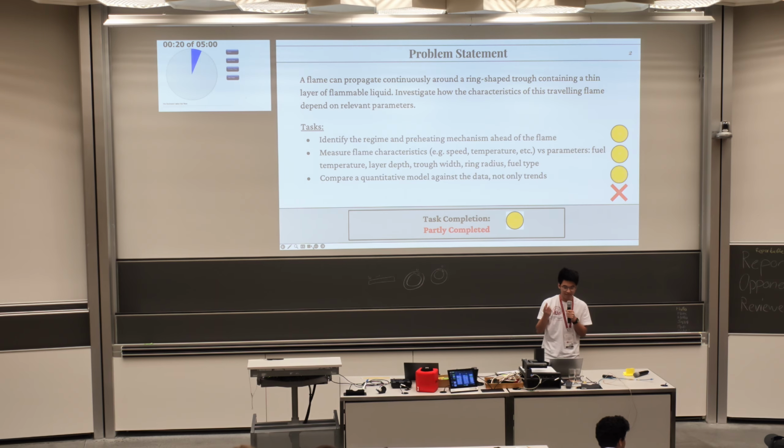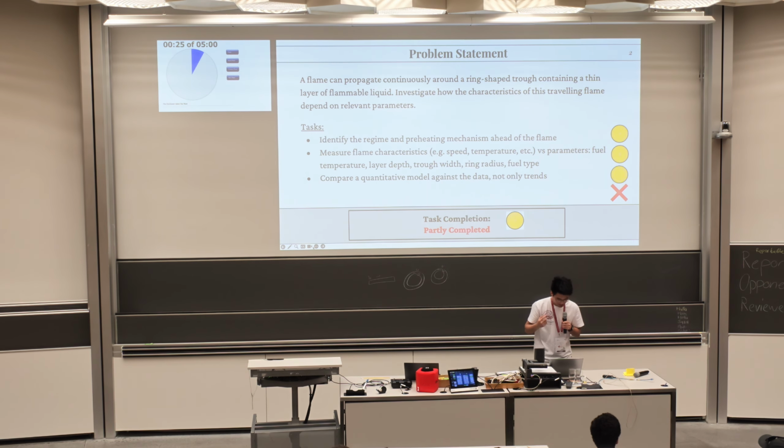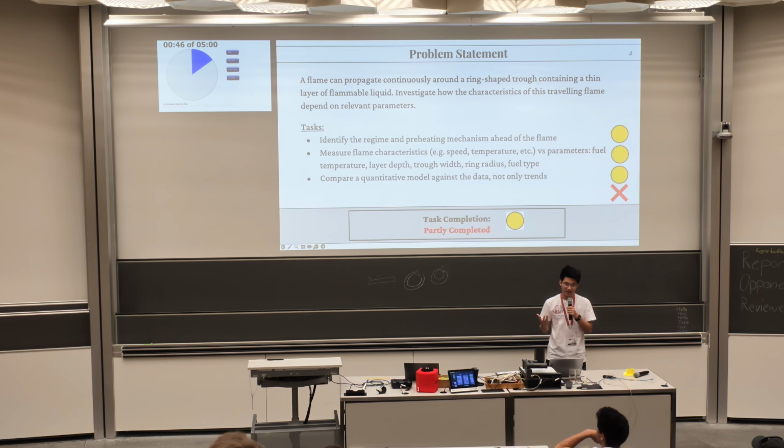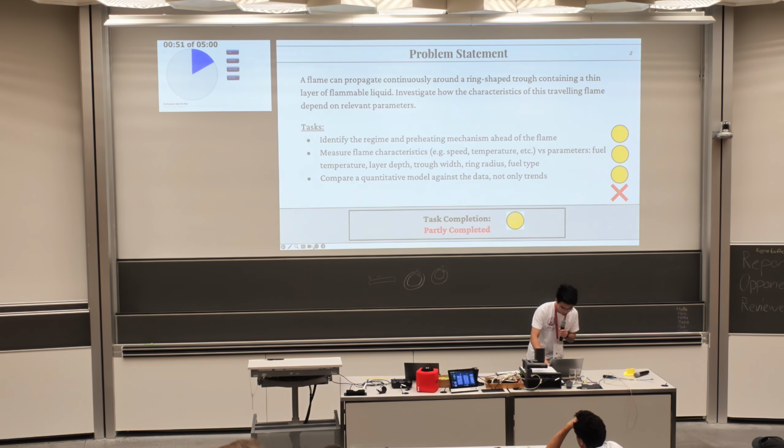The first one is to identify the regime, which is the conditions for whether it will actually propagate or not. Secondly is to measure the flame's characteristics, for example the speed or the temperature versus parameters such as the layer depth and the trough width. We believe that it's somewhat done in Australia's presentation. And then also to compare the quantitative model from the theory against the data, not just trends. We believe that the last task is only somewhat done, and overall it's just partly completed.